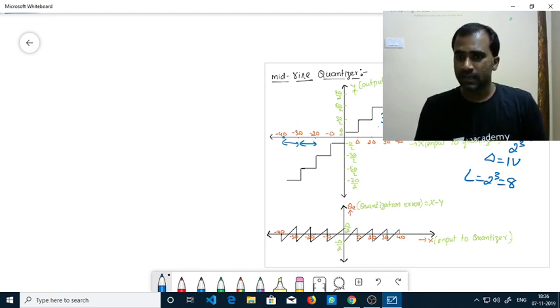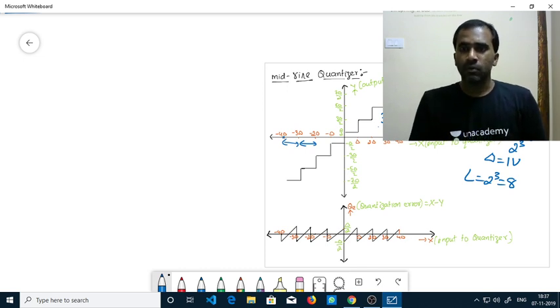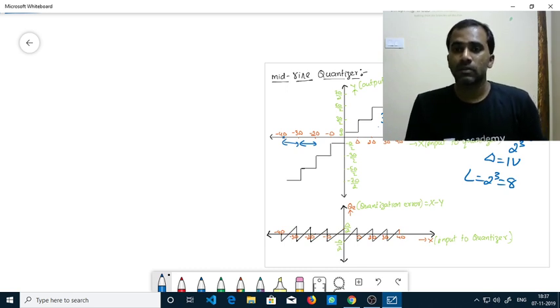Now if you observe these characteristics, this is input to the quantizer versus quantization error characteristics. Since you know the x versus y characteristics, you can plot x versus x minus y characteristics. It is going to look like this. Now this is quantization error. Whenever you are doing quantization, we have some problem called quantization error. So what is this quantization error?